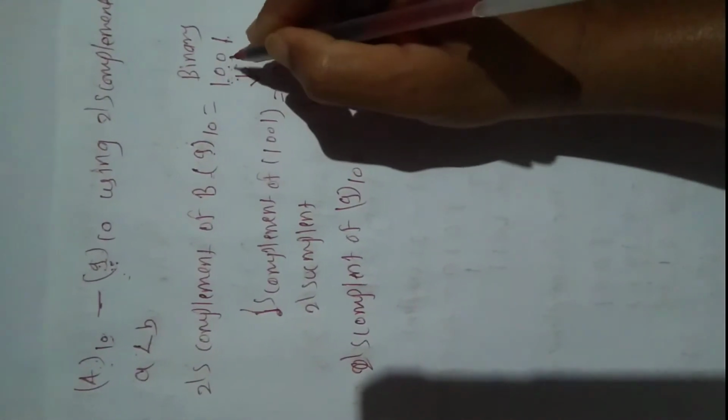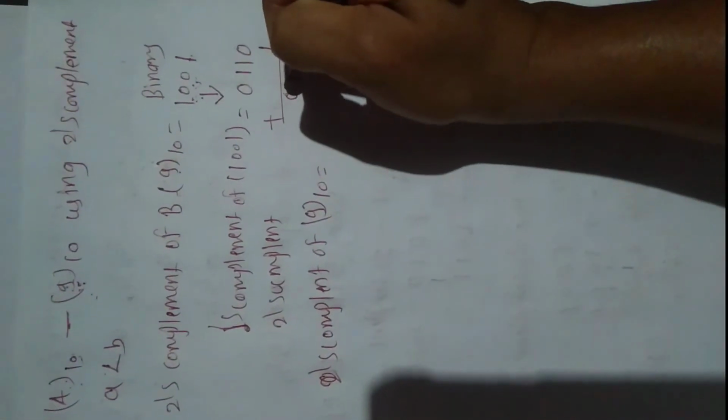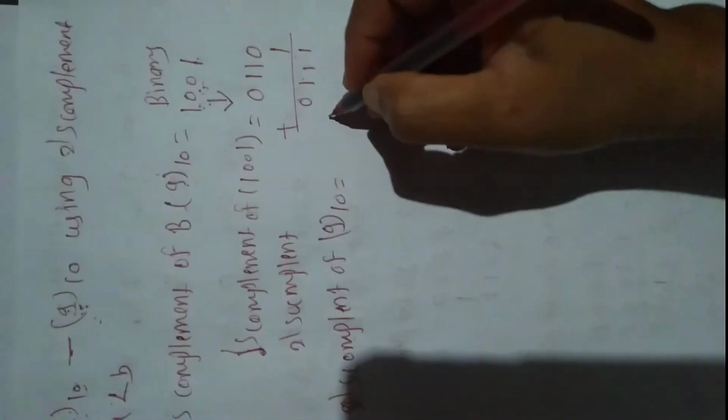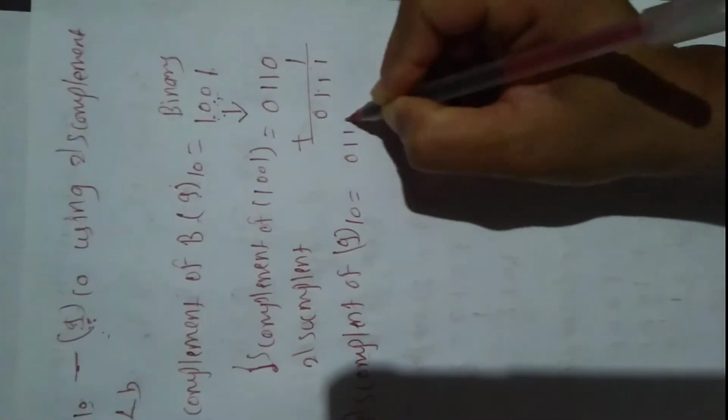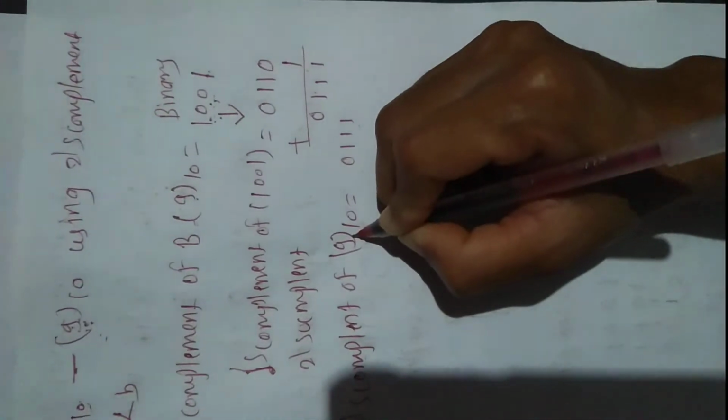The 2's complement of 9, that is the second number B. The 9 binary number is represented as 1001. So first, for the 2's complement, take the 1's complement and add 1, then the number we get is the 2's complement. So the 2's complement of 9 is 0111. This is the 2's complement of this 9.